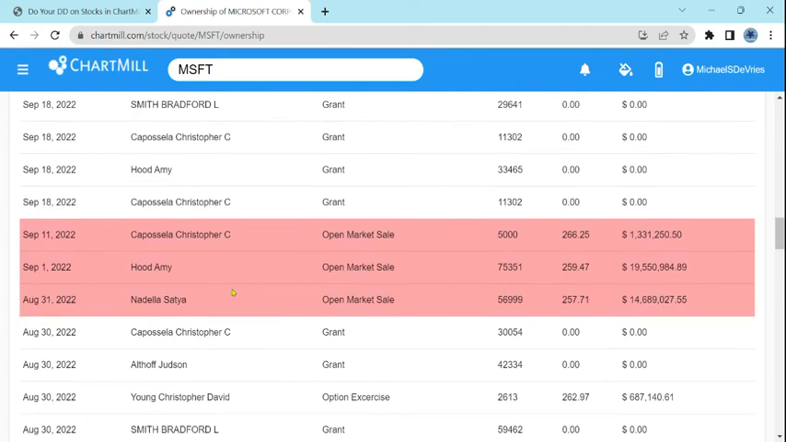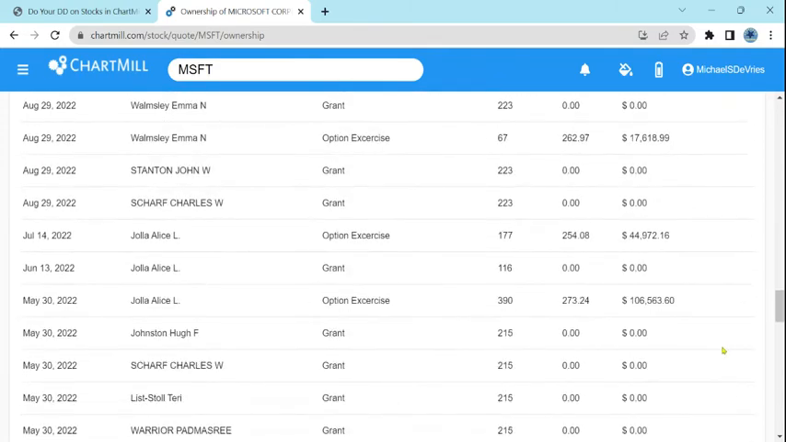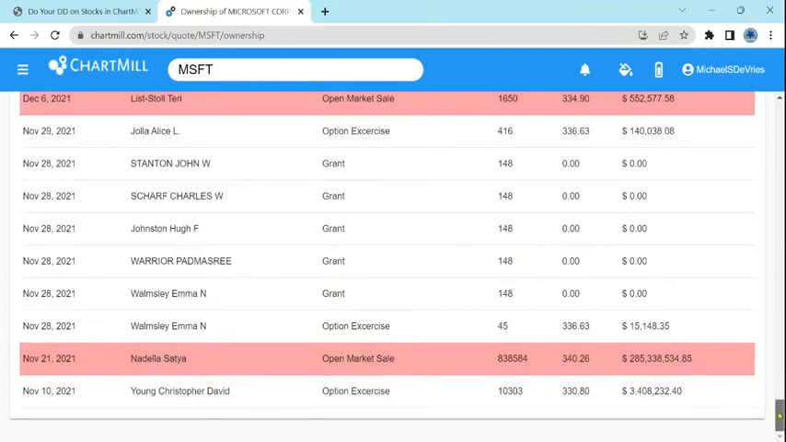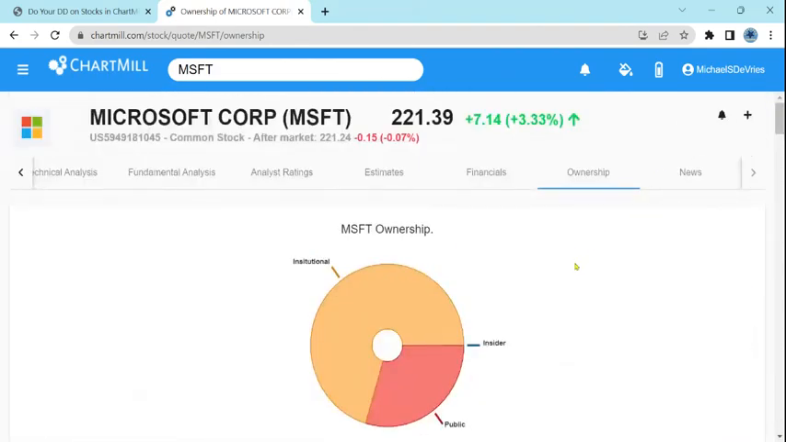So these were sells by individuals, insiders in the company. We can see the size, the price they sold at, again, going back for quite some time. So again, that all helps with your due diligence on any stock via the Ownership tab in ChartMill.